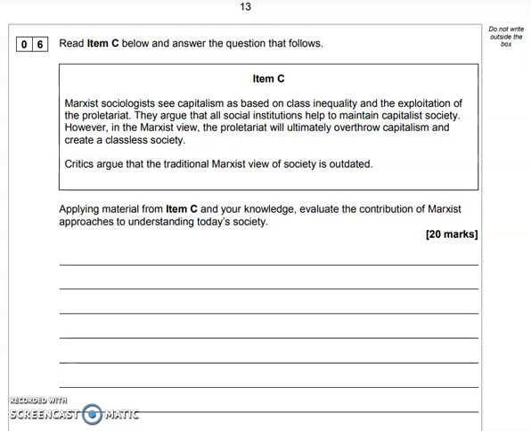your structural Marxist, and Gramsci, who is your humanist or your neo-Marxist approach as well. But overall, a well-answered paper, and hopefully this has given you some ideas of what you need to watch out for when answering questions on this final crime and theory and methods paper.